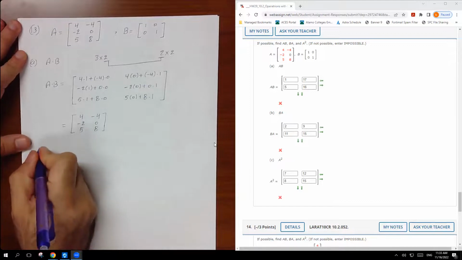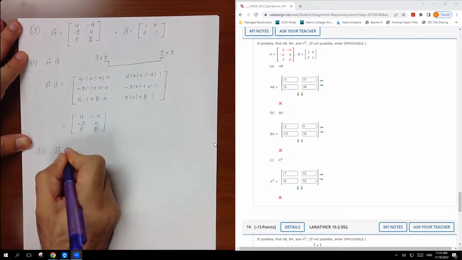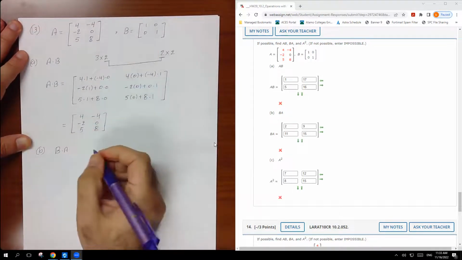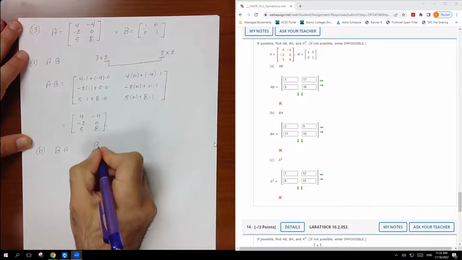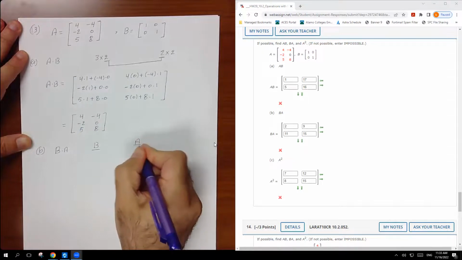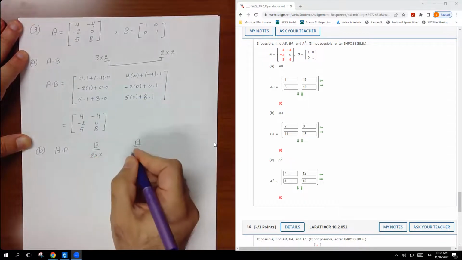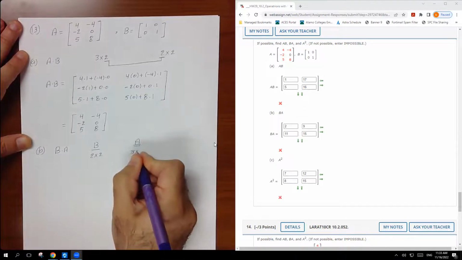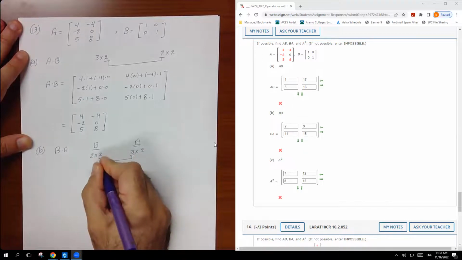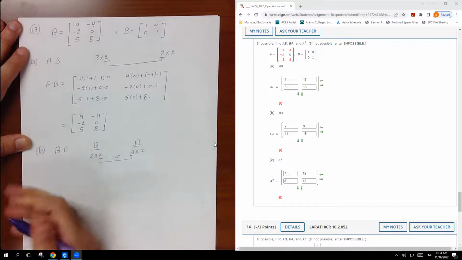If you check the B, we need to find B times A. The dimension for B is 2 times 2. The dimension for A is 3 times 2. If you look at these two numbers, they are not equal. So we can't do the multiplication. That means this is impossible.